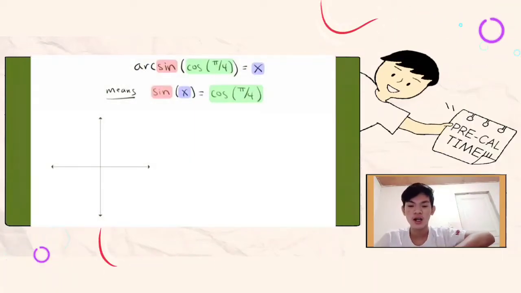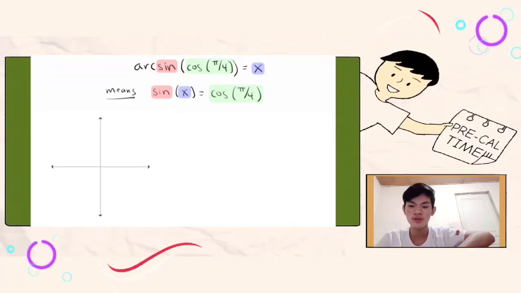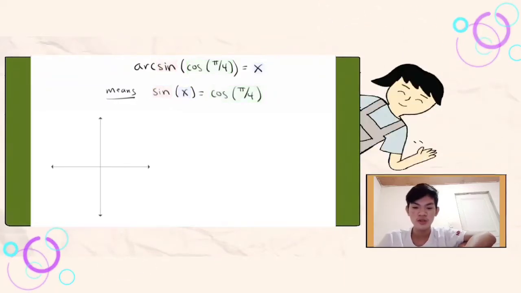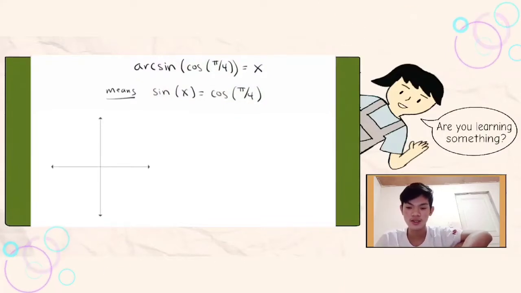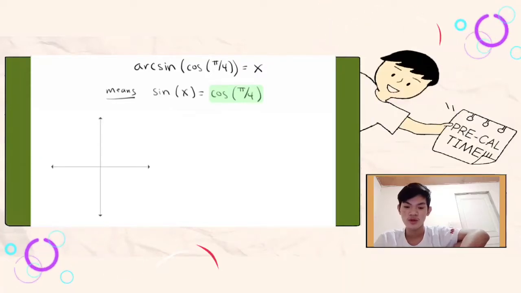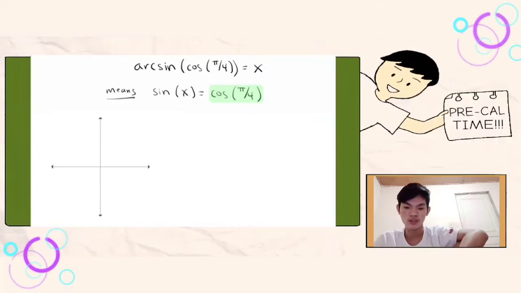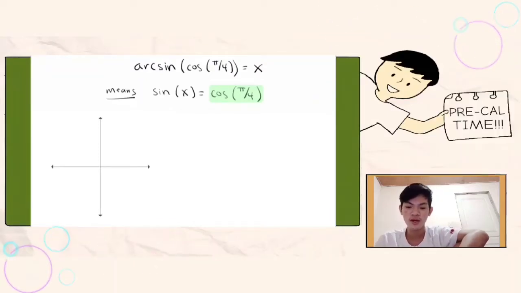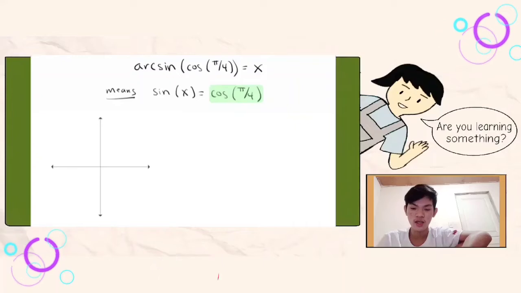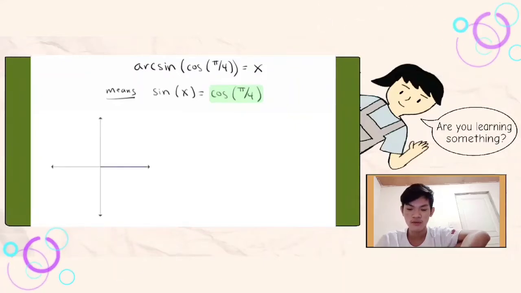Number 4. Arc sine of cosine of pi over 4 equals x. In the example of number 4, there are two parts: there's an arc sine and then inside it there's more stuff, a cosine. So we're going to start the same way. We're going to write out what this means. It means that sine of x equals cosine of pi over 4. Remember, you take the sine from arc sine, you jump to the other side to get to x, and then that equals whatever is on the inside.